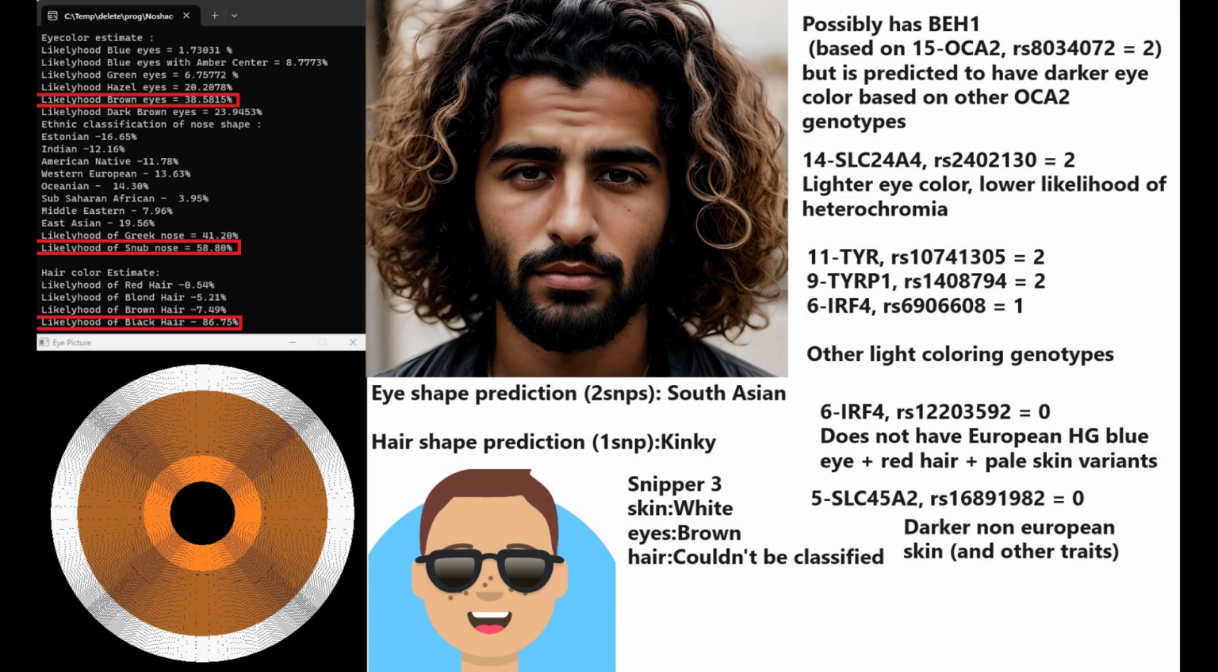but is predicted to have darker eye color based on other OCA2 genotypes. He's got lighter eye color and lower likelihood of heterochromia according to his genotype in this variation of SLC24A4, which you can see on the screen. And he's actually got some other light coloring genotypes in TYR, TYRP1, and IRF4. However, he does not have the European hunter-gatherer blue eye and red hair and pale skin variants in the main IRF4 variation. And he also does not have the European depigmentation alleles in SLC45A2, so that means he's got darker non-European skin, along with other traits such as eye and hair color.